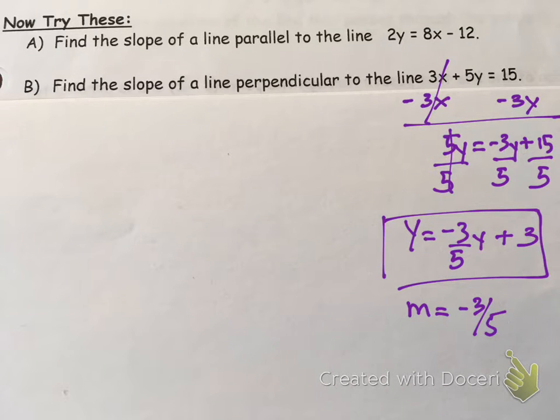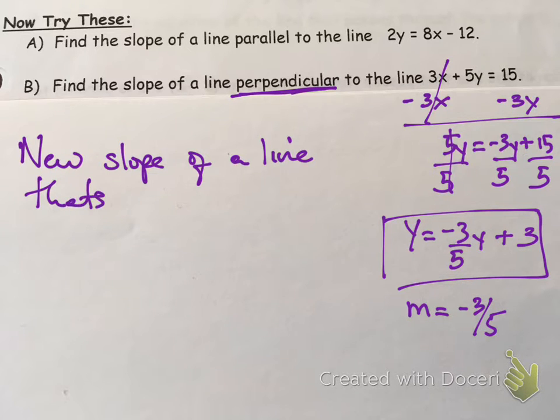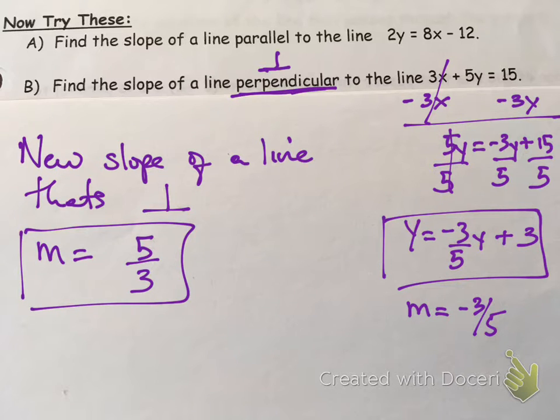Okay, so for the "now try these" B, it says find the slope of a line that is perpendicular. So you know you're going to flip the slope and change the sign of this equation. So we transform this equation into slope-intercept form. We found out that the slope is negative 3/5. So my new slope of a line that's perpendicular, and I use the sign for perpendicular, will be m equals, so we flip that 3/5 to become 5/3, and we change that negative to positive. So this is my new slope.